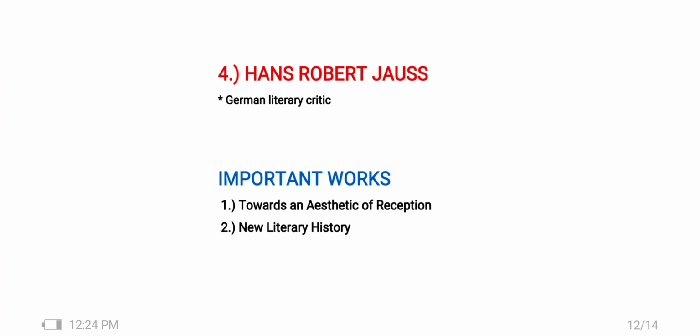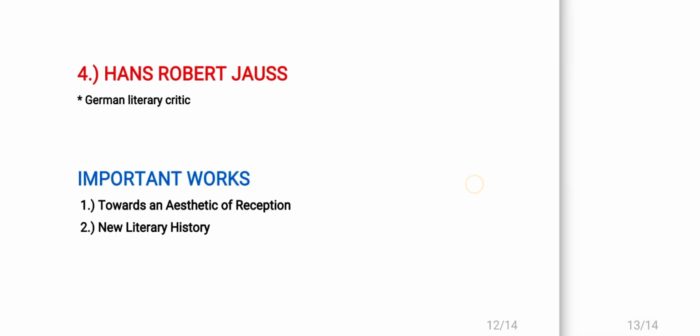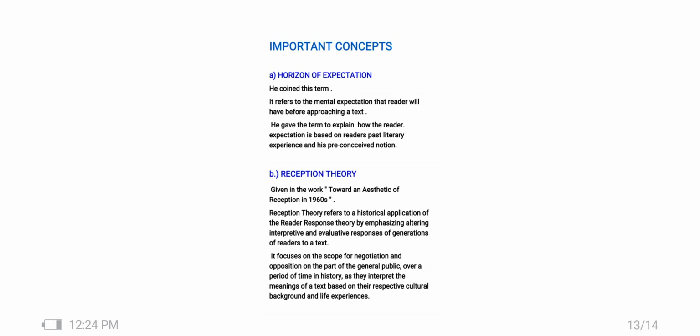Next writer is Hans Robert Jauss. He is a German literary critic. Important works given by him. Number 1, Towards an Aesthetic of Reception. Number 2, New Literary History. Let's talk about some important concepts given by him. He had given 2 important concepts. Number 1, Horizon of Expectation.